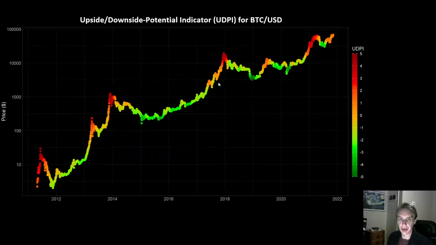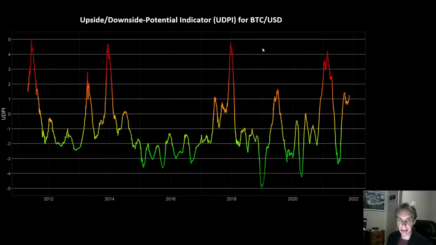What I'm showing you here is a graph that's similar to ones you've probably seen in the past if you've been following the channel. Although what I want to focus on today is, instead of looking at the price action color-coded to our model, I'm just going to skip ahead to the raw output of our upside and downside potential indicator, our risk model, the UDPI. Again, 5 is high risk, -5 is low risk.